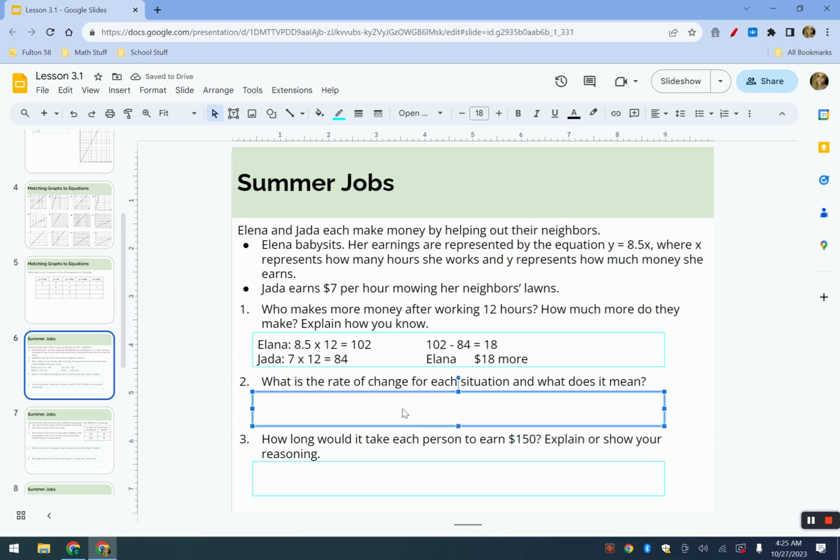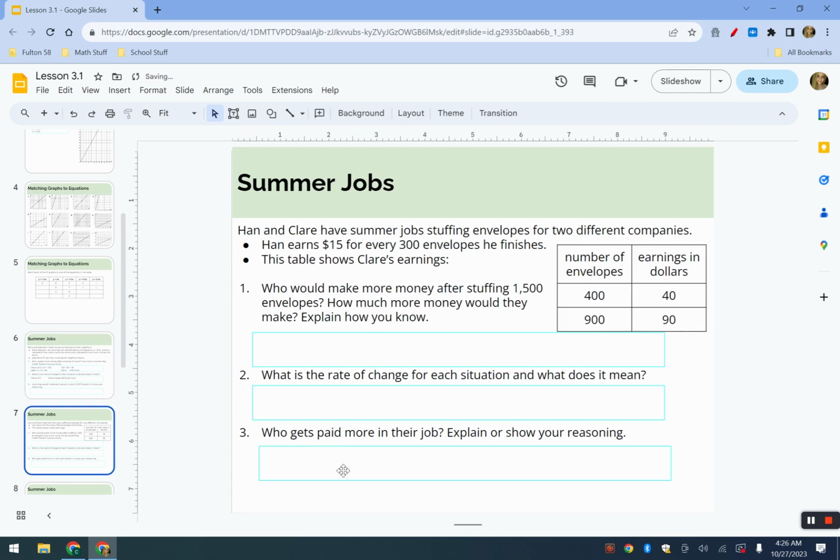So it wants to know the rate of change for each situation. For Elena, that would be the 8.5. This tells us that Elena makes $8.50 an hour. Jada, her rate of change is 7, and it tells us that Jada makes $7 per hour.